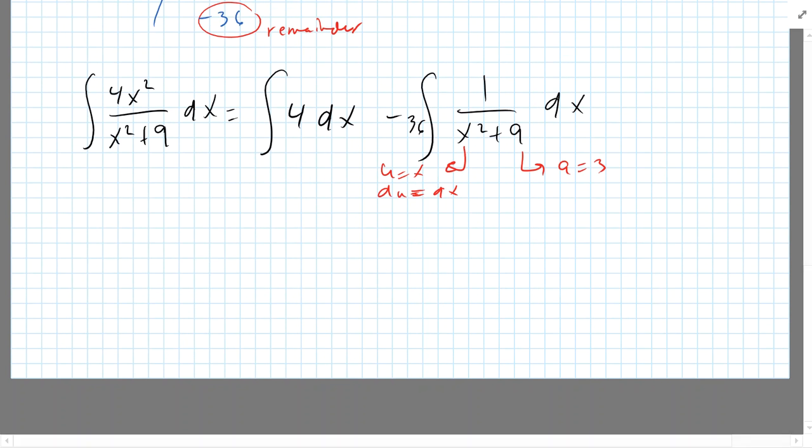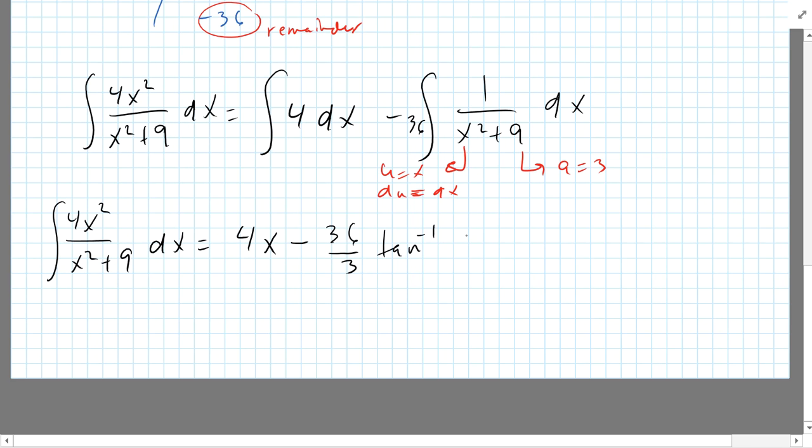So that means that the integral of 4x squared over x squared plus 9 dx is equal to the integral of 4, which is 4x. The integral of 1 over x squared plus 9 is an inverse tangent, so it's going to be minus the 36 divided by a, which is the 3, and then you're going to have a tangent inverse, and my u is x, and my a is 3, and then it's plus c. I can simplify the 36 over 3, that just becomes 12. So it ends up being 4x minus 12 tangent inverse plus c.